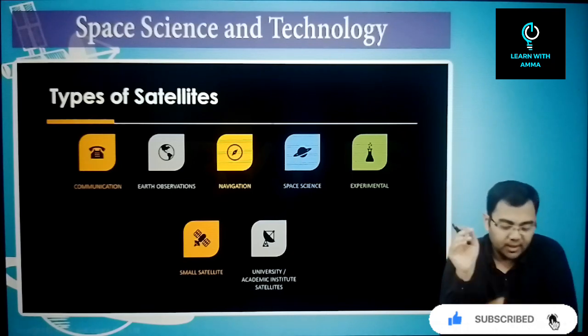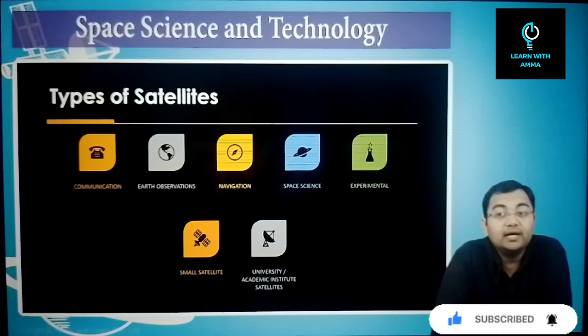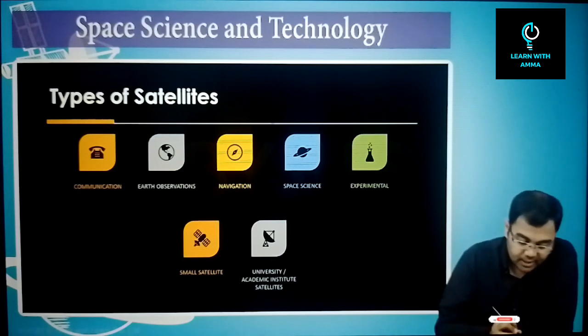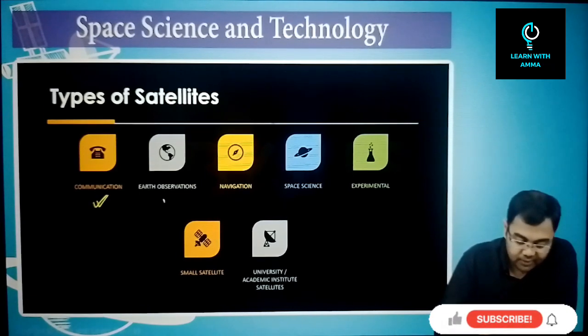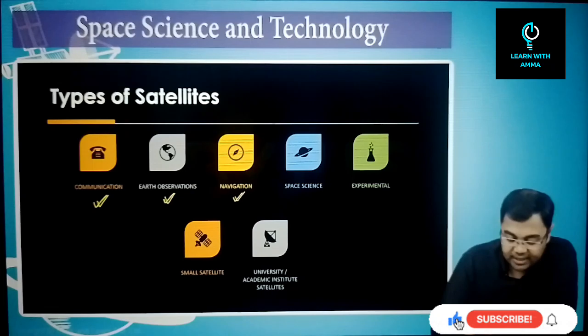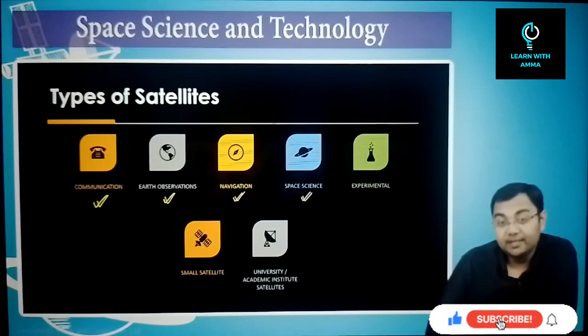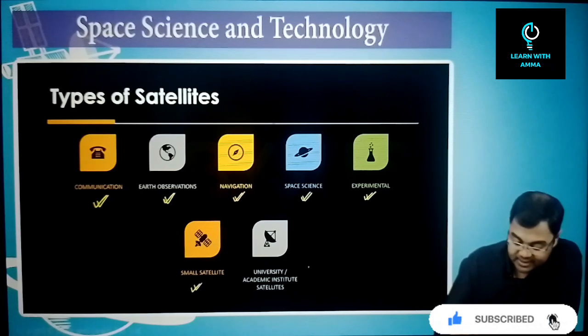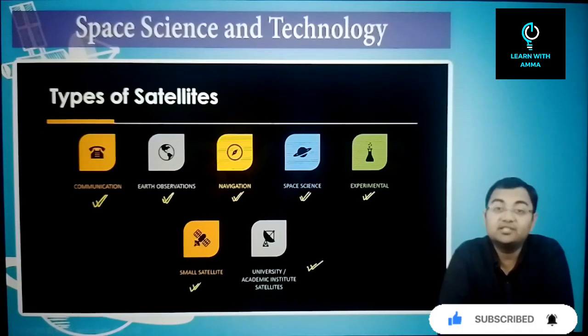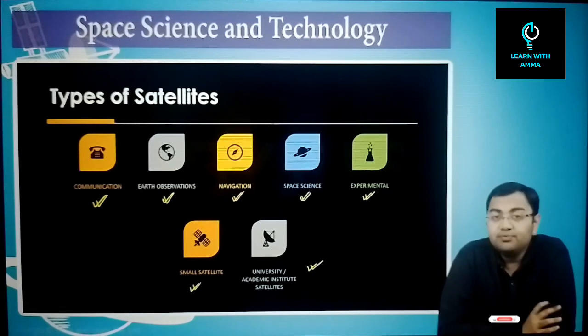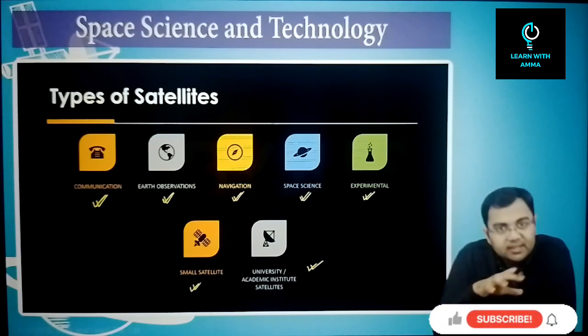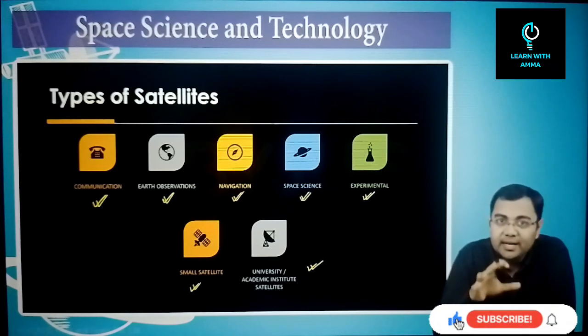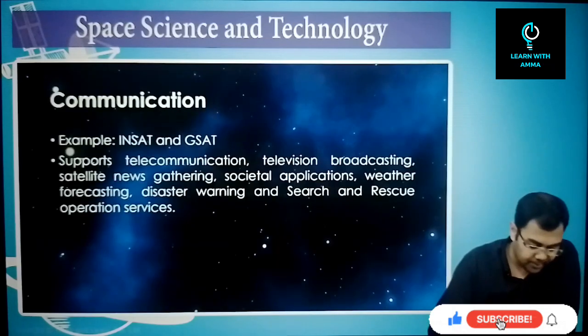So first of all, just look at the various ways in which we can look at the applications of satellites. We have communication satellites, Earth observation satellites, navigation satellites, satellites related to space science, experimental satellites, small satellites, and university or academic institute satellites. So these are the various ways in which we define the different kinds of satellites in India. So let's have a look at them one by one.